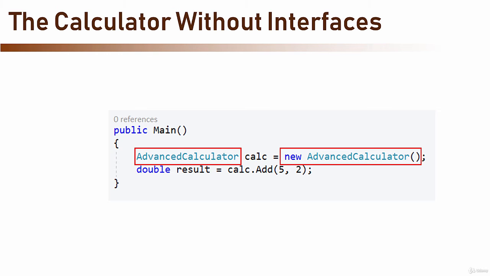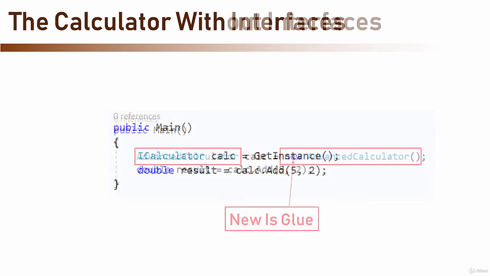There is a saying in the software architecture field that goes like this: new is glue. What it means is that whenever you see a new keyword, as in our code here, you know there is a close tie, a strong coupling between those two classes. And this is something you want to avoid. Strong coupling classes is generally a bad idea and will make your code less modular and much less flexible.